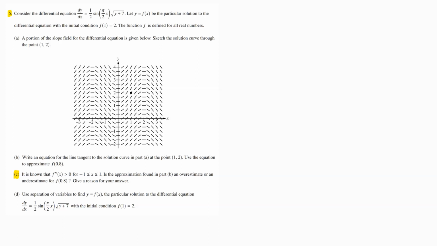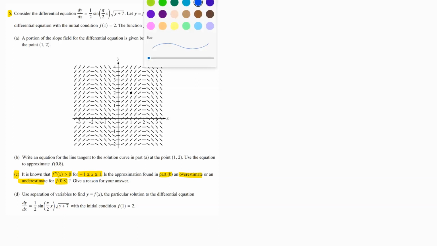C is saying it is known that the second derivative is greater than 0. When we're talking about second derivatives, we're talking about concavity. And it's telling us that only for this one little gap in time, from -1 to 1. Is the approximation that you found in part B an overestimate or an underestimate for this specific value, f of 0.8? So let's talk about what we know.